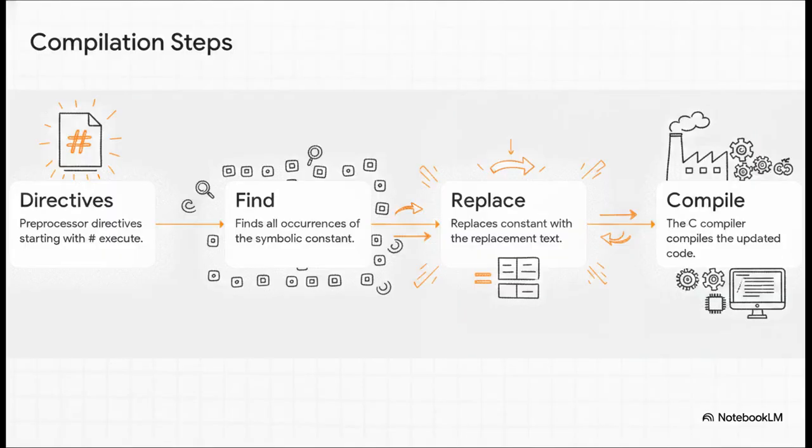You just update that one number in a single place at the very top of your file, and you're good to go. Let's step through exactly how this works under the hood. The C preprocessor is basically a distinct little tool that runs before the actual compiler ever touches your code. It scans your file for preprocessor directives. Those are the commands starting with a hashtag. When it finds your symbolic constant, it simply performs a literal find and replace, swapping the constant name out for the replacement text you gave it. Only after this text replacement is completely finished does the C compiler step in to actually compile your updated code.